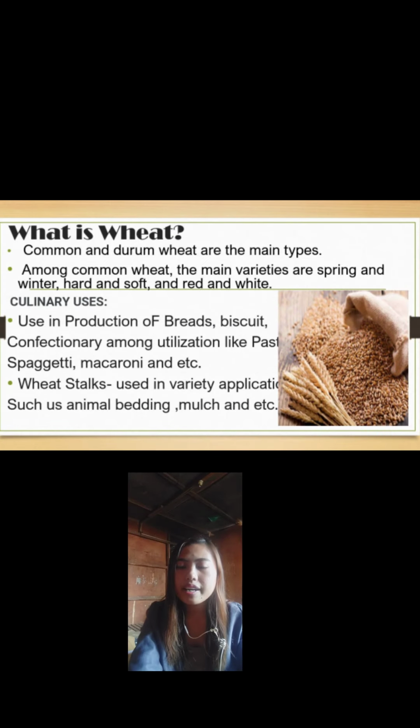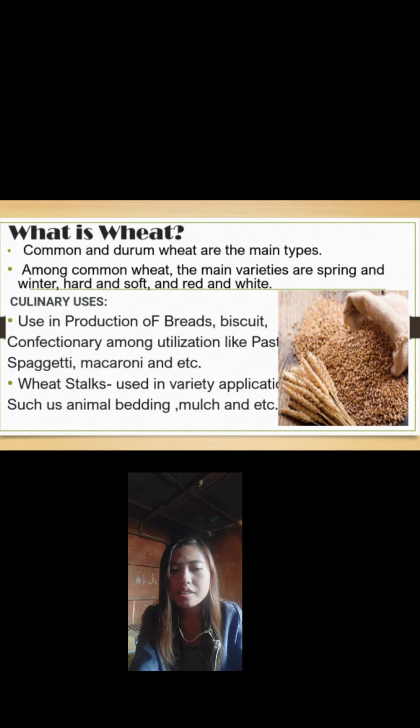Now let's define what is a wheat. Wheat is a common and durum type. When we say durum, it is a glutinous protein ground in semolina that is used for flour. And also wheat has the textures of soft and hard, the color of bread, and is typically grown in the winter.